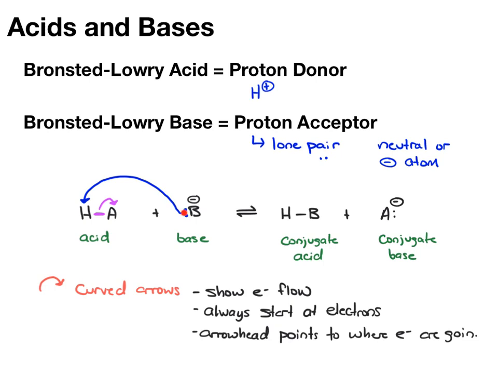So it was the lone pair on B that formed the new bond with H. So in the product, those electrons are now those electrons between H and B. Then this bond between H and A went on to A as a lone pair. So that's where those electrons ended up. Again, the head of the arrow shows where the electrons are going. These electrons are going to the hydrogen. These electrons are going to A to form the lone pair.